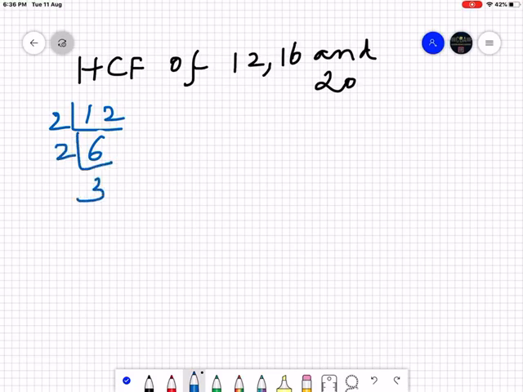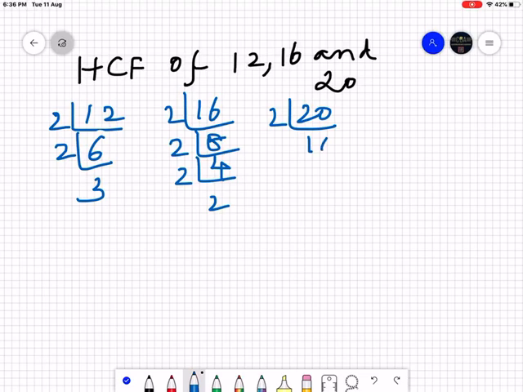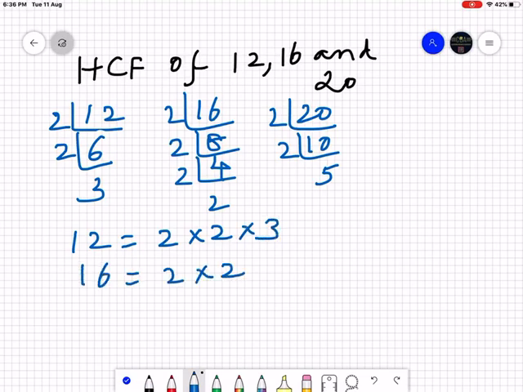Next I'm going to be doing 16. 16 is 2, 8, and then 2, 4, and then 2 and 2. 20 is 2, 10, 2, 5. Correct? So these are the prime factors we have got. We are going to write each of these numbers as the product of its prime factors. So 12 is, don't forget to put the product, 2 into 2 into 3, and 16 is, count the number of 2's, there are 4 2's, so 2 into 2 into 2 into 2, and 20 is 2 into 2 into 5, right?